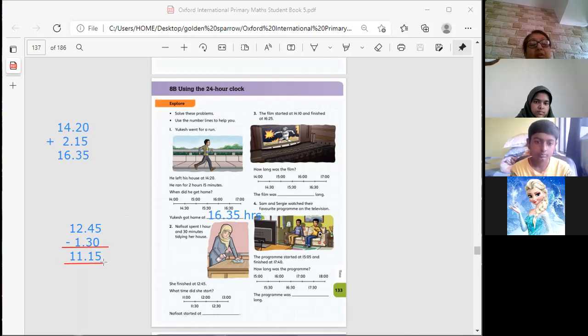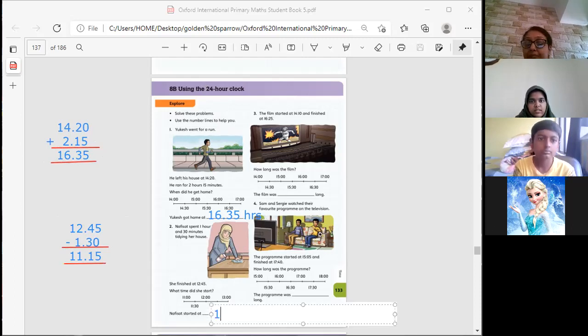So you should know when to add, when to subtract. When it is total time, like the first one, then we added. Here it was when she started. So what did we do? We subtracted. Got it? Yes.